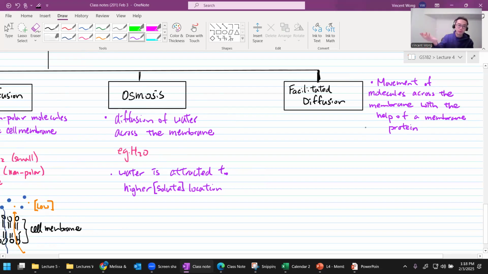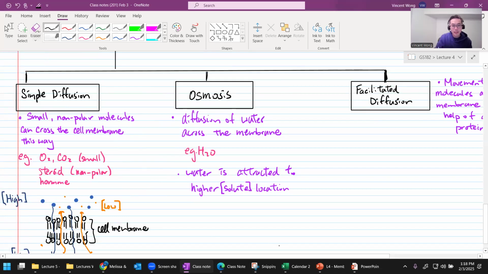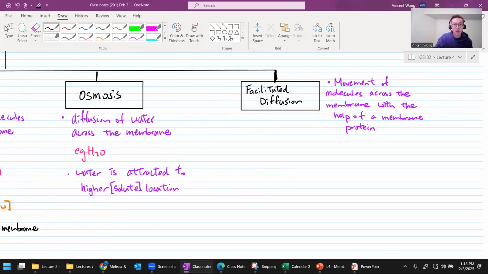Right? In fact, there are 6 functions: attachment to cytoskeleton, intercellular junction, cell-cell recognition, and so on and so forth. And one of the functions is to participate in transport. So we call this facilitated diffusion. To facilitate is to help, right? So this is diffusion with the help of a membrane protein. And usually it is for large or charged particles. If it's charged, it cannot pass the cell membrane on its own. If it's big, it cannot cross the cell membrane on its own either.